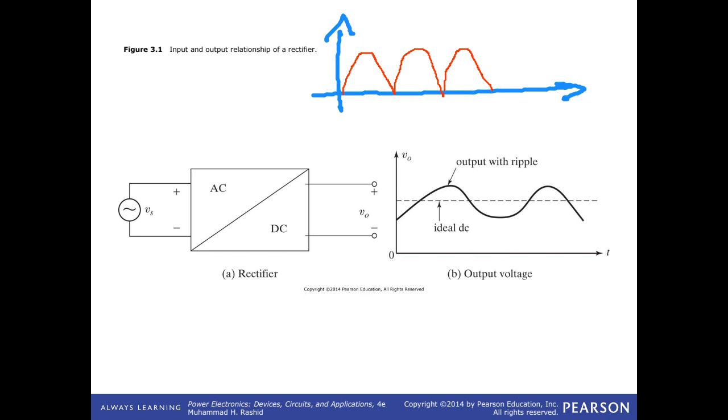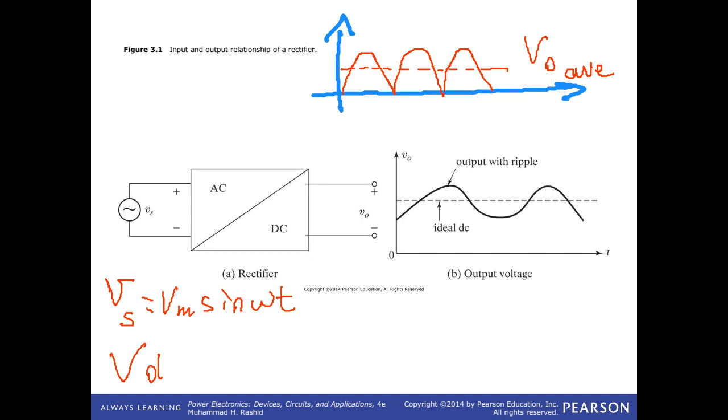Since you have input Vs, assume that the Vs supply is equal to Vm sine omega t. So your average value was calculated, VO average value is calculated, VDC de diyebilirsiniz buna. VO average was calculated, so the half of them is enough.